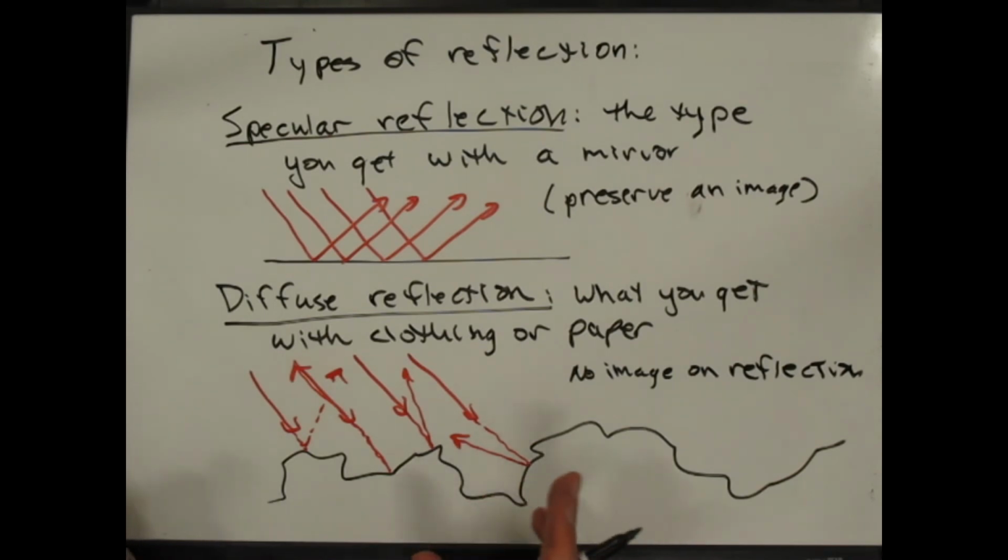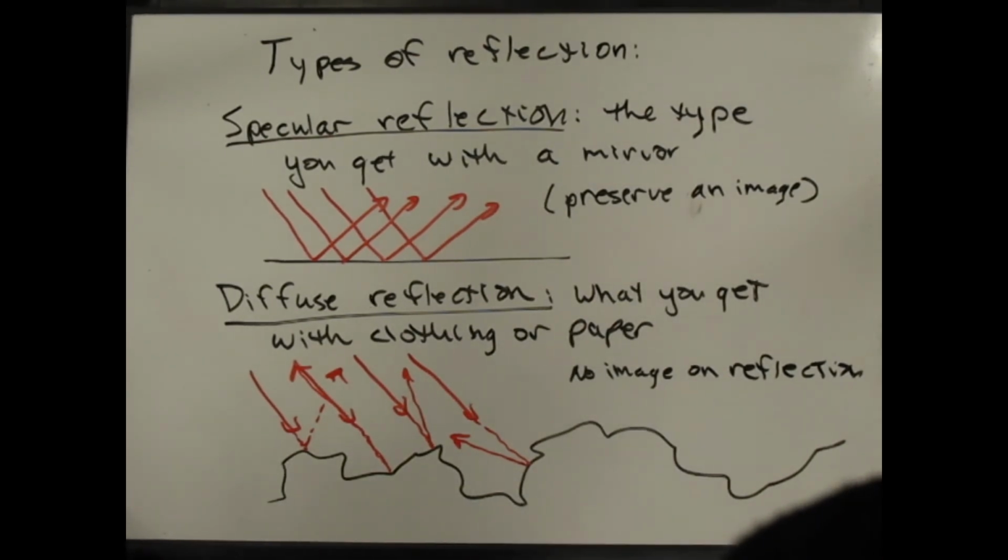In fact, with clothing and paper, a lot of the light is just absorbed, and so clothing that appears red under white light is absorbing all the colors but red. And then the red light is being reflected back out, and so the clothing appears red, but it's because the other rays were absorbed.